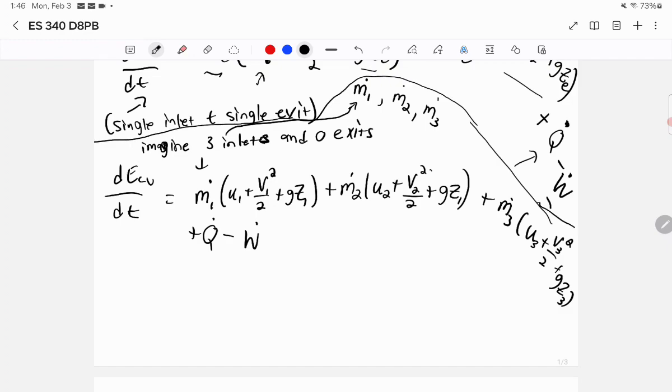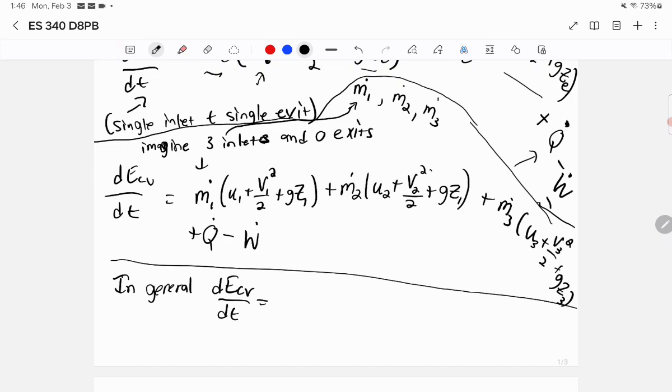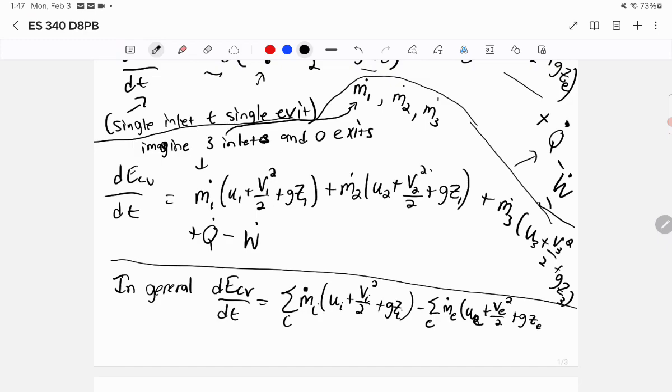There we go. So this is the 3 inlets and 0 exit case, and in general, as you can imagine, dECV/dt is going to be equal to the sum over i of m_i dot times (u_i plus V_i squared over 2 plus g z_i), minus the sum over e, all of the exits, this is a dot by the way, m_e dot times (u_e plus V_e squared over 2 plus g z_e), plus Q dot minus W dot.